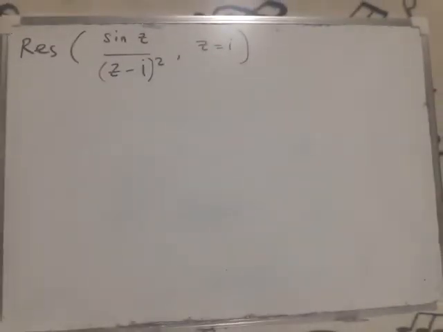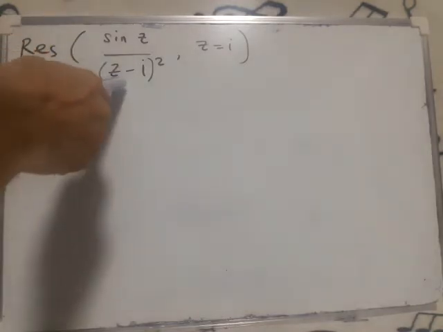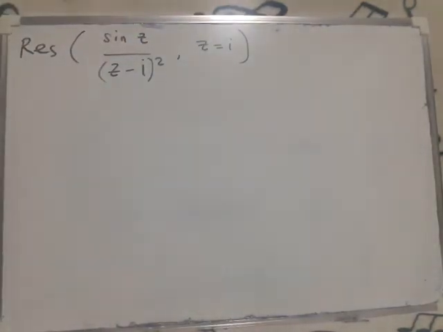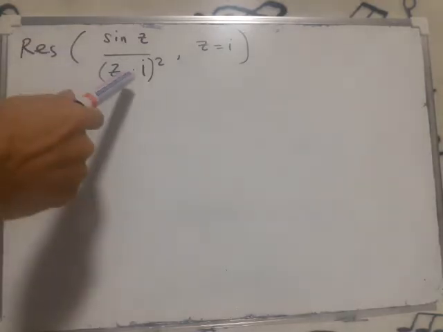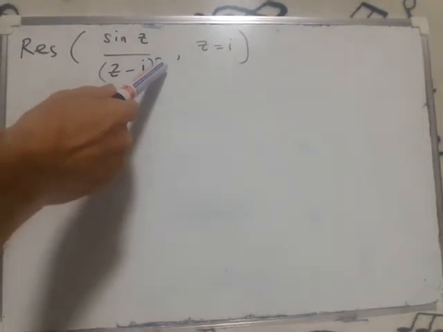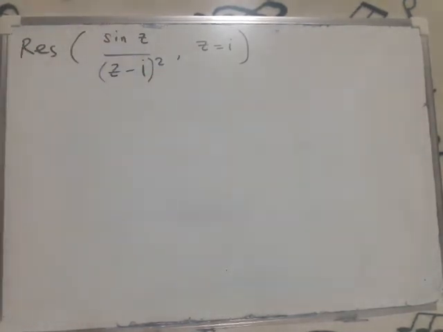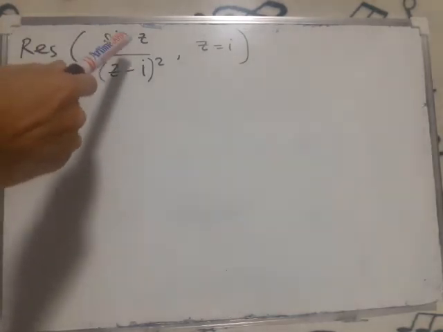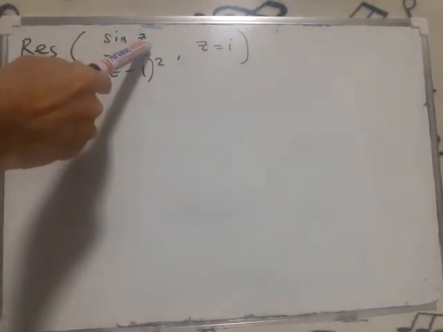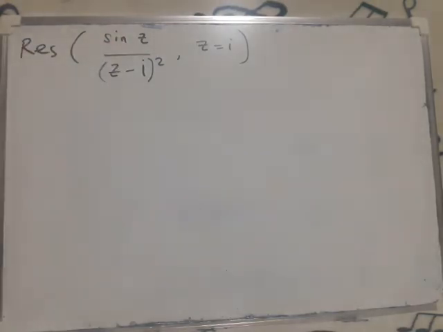So we're going to find the residue of sine z over z minus i squared at z equals i. The first thing is to decide what type of pole we have here. Well, the squared suggests that it should be a pole of order 2, and we just need to check that when z equals i, the numerator is not 0, which is the case. So it's definitely a pole of order 2. We're going to choose to use the Laurent series method.